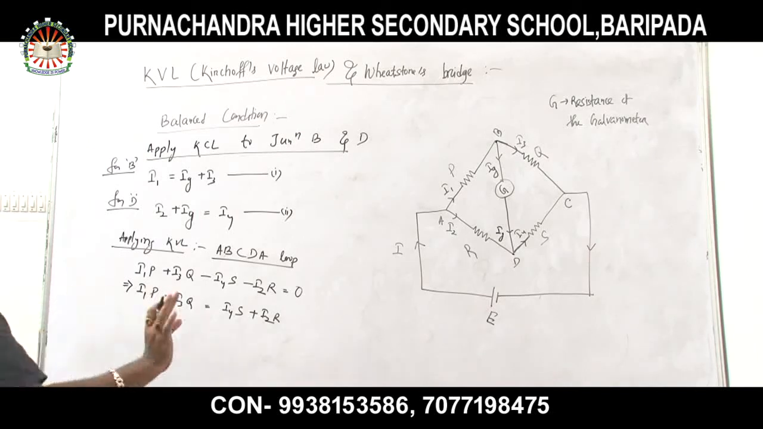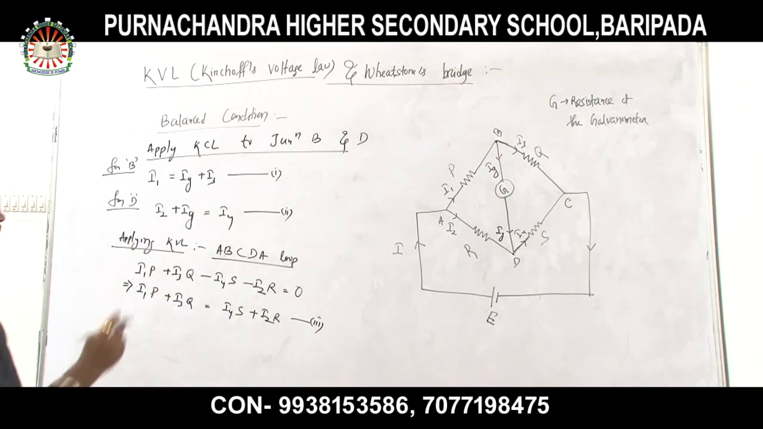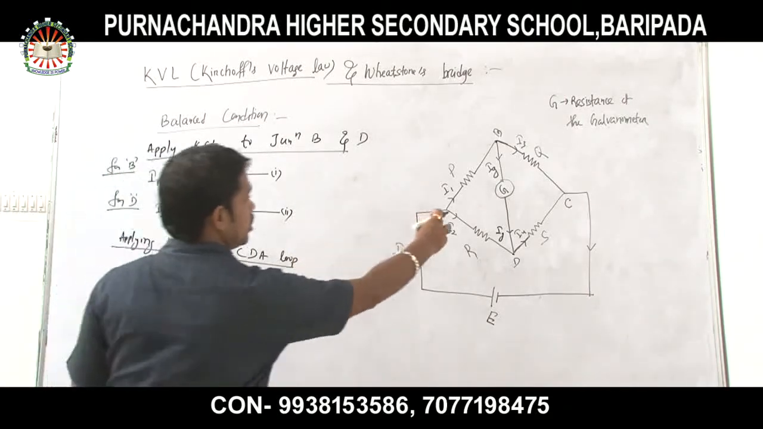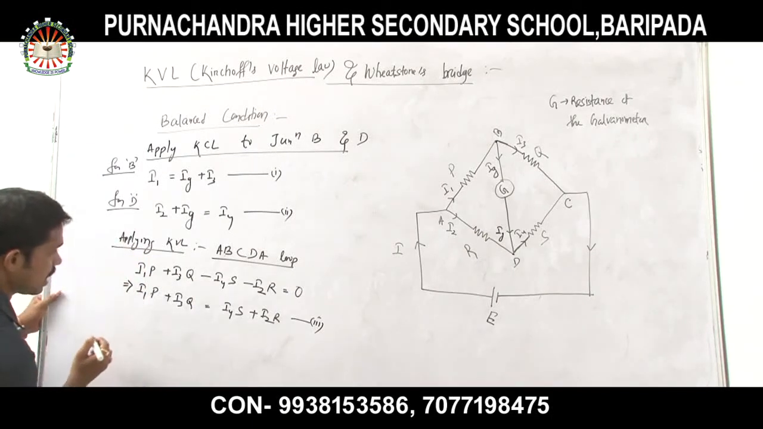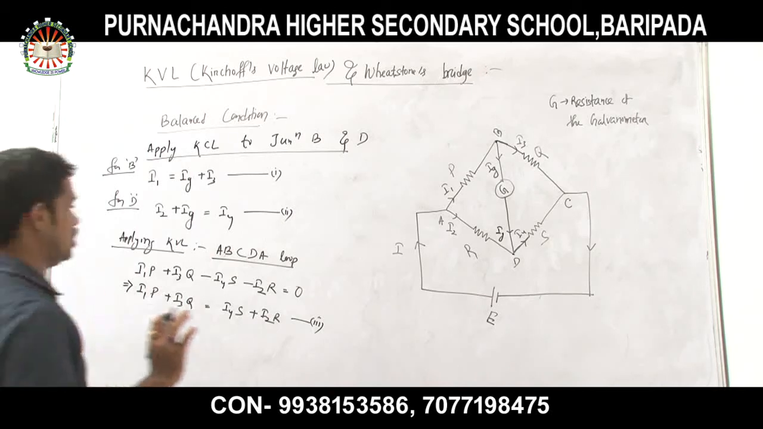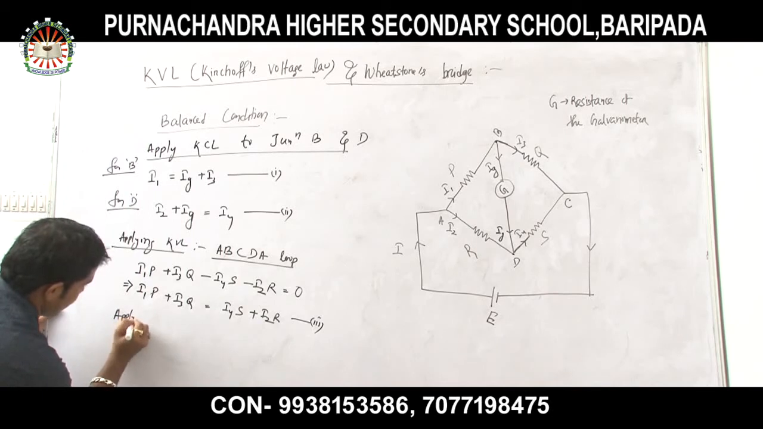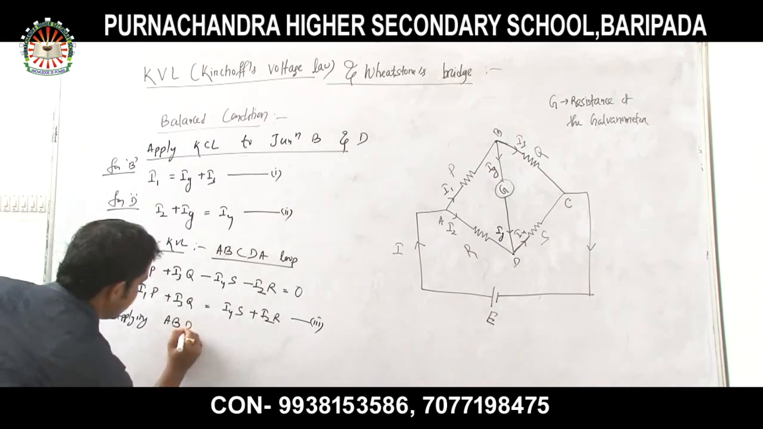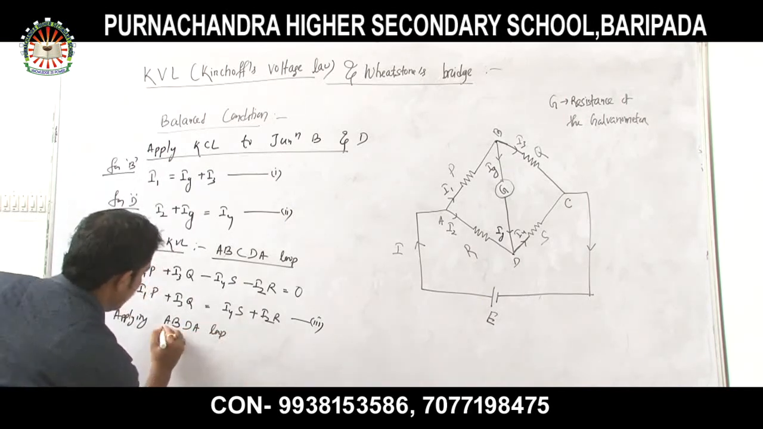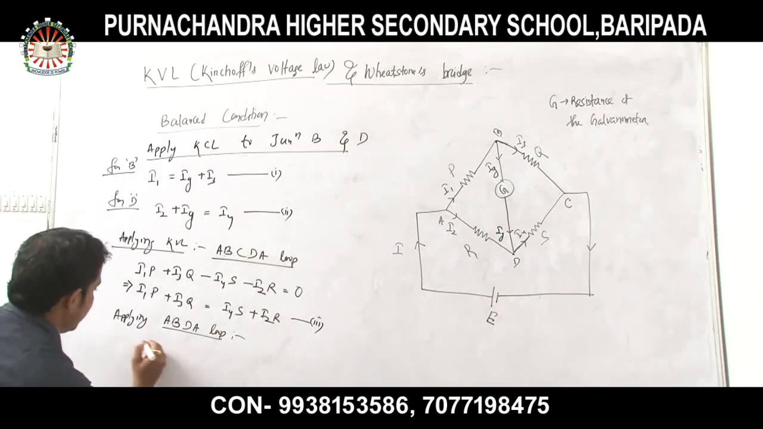So let us take it as equation number 3. So this is the A, B, C, D, A loop. Then come to the A, B, D, A loop. Now applying KVL to the A, B, D, A loop. Similarly, write down what you can write.